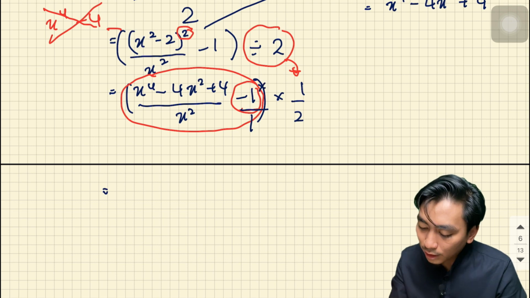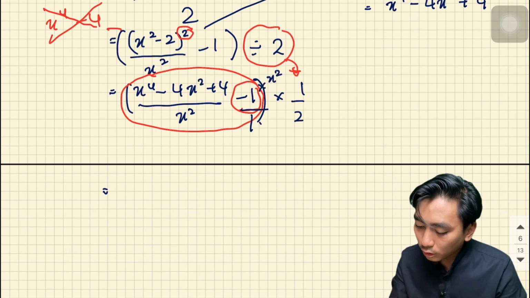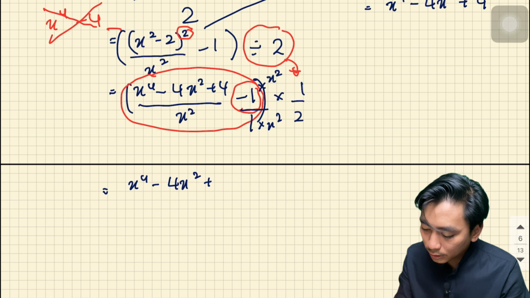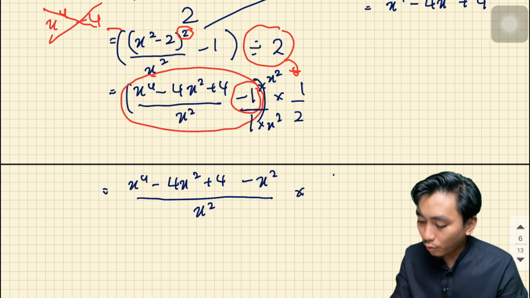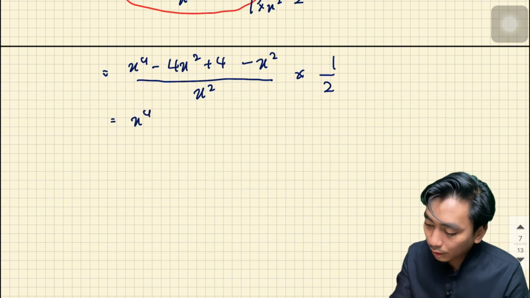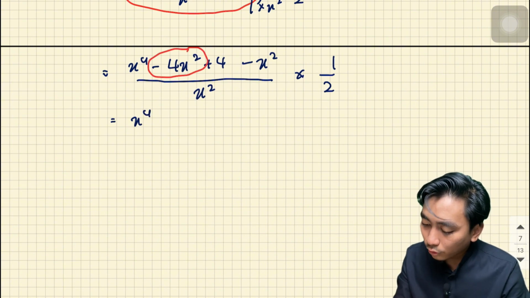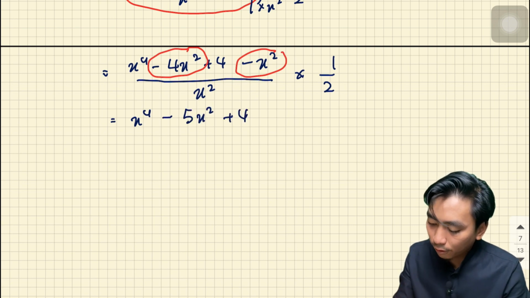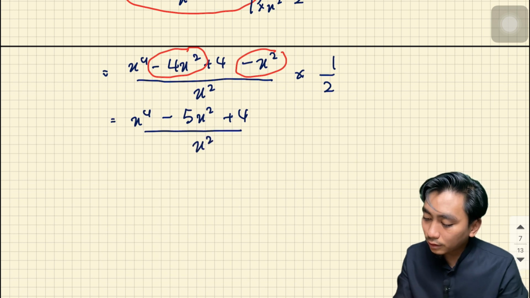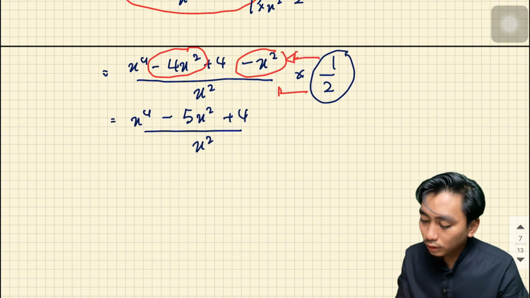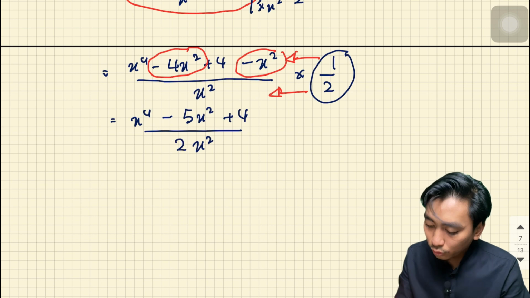So for this, you have to times x square on top, and the bottom also times x square. So we'll get x4 minus 4x square plus 4 minus x square, divided by x square, times 1 over 2. Okay, so from here, you can minus x square with minus 4x square, and it will be negative 5x square plus 4 over x square. This is times 1 over 2, which means 1 times the upper fraction and 2 times the denominator, which will be over 2x square.